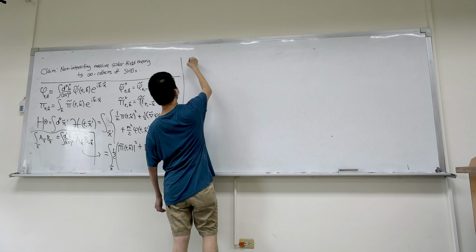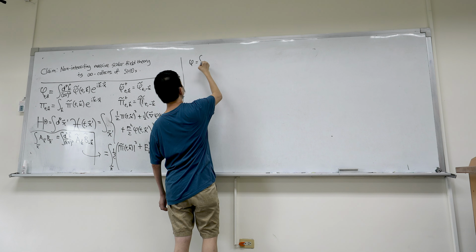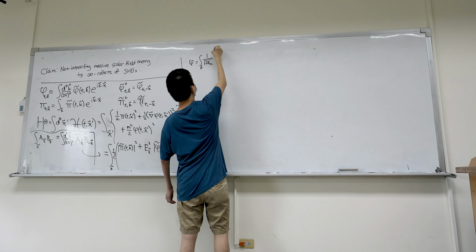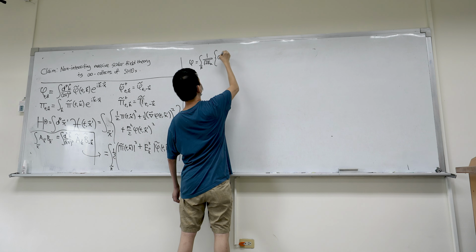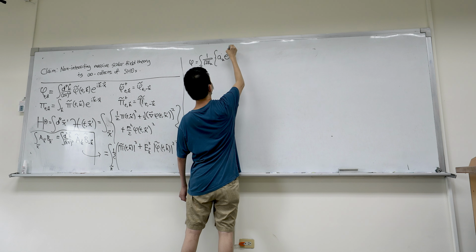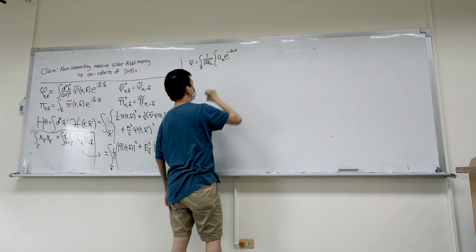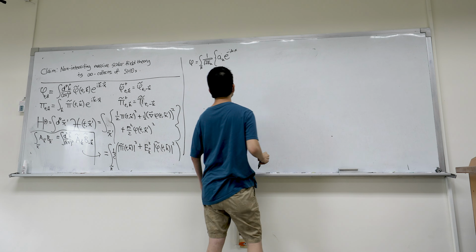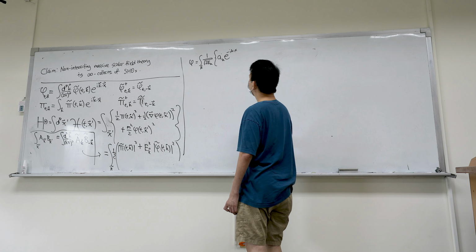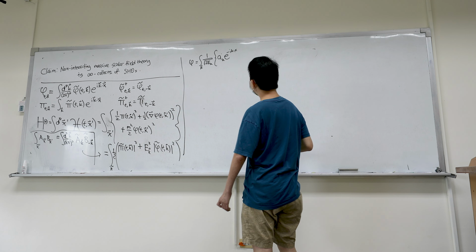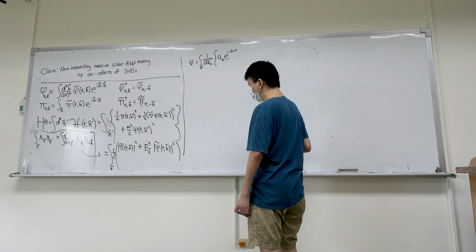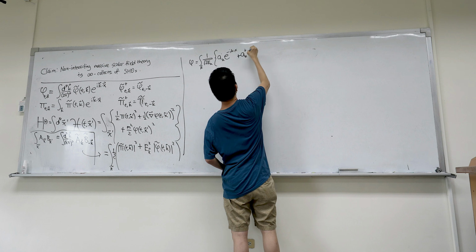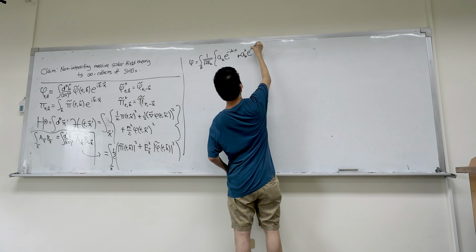So phi is an integral over k, 1 over square root of 2 e_k, and then you have a_k, e to the minus i k dot x, where the k0 term is e_k. In other words, it's on-shell, it's not unconstrained. Plus a_k dagger, e to the i k dot x.